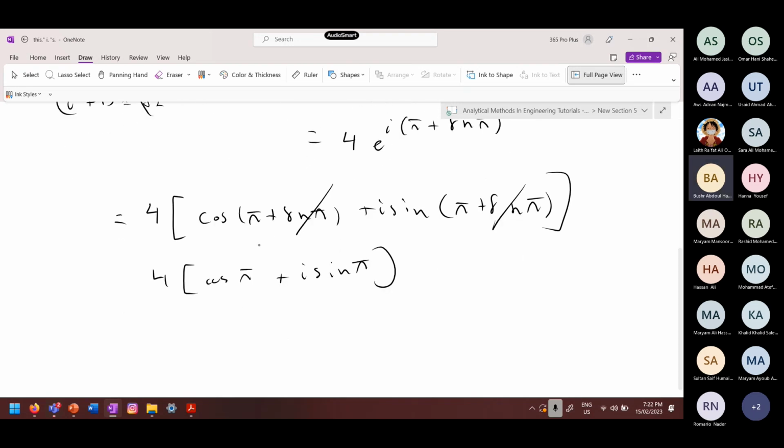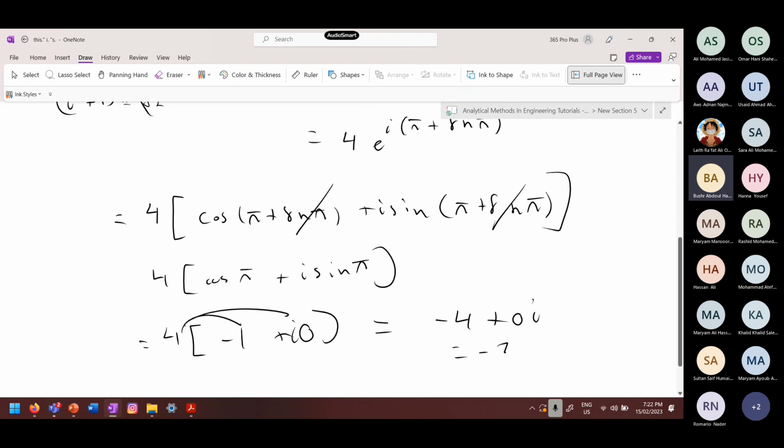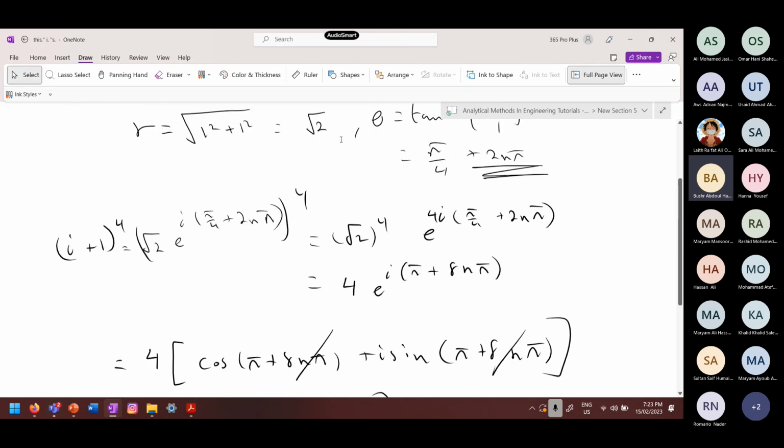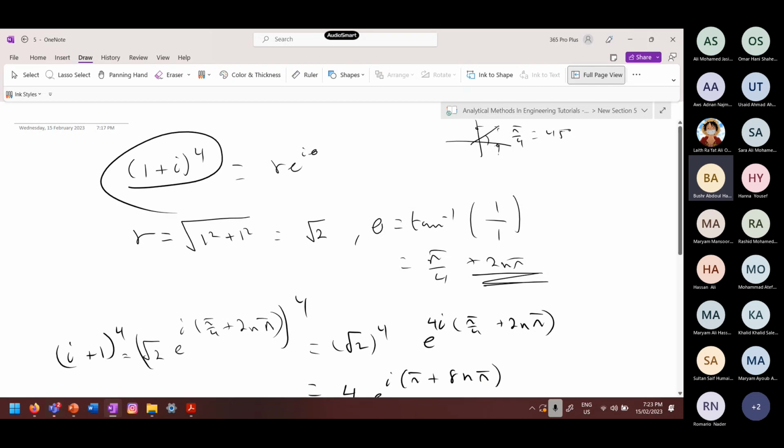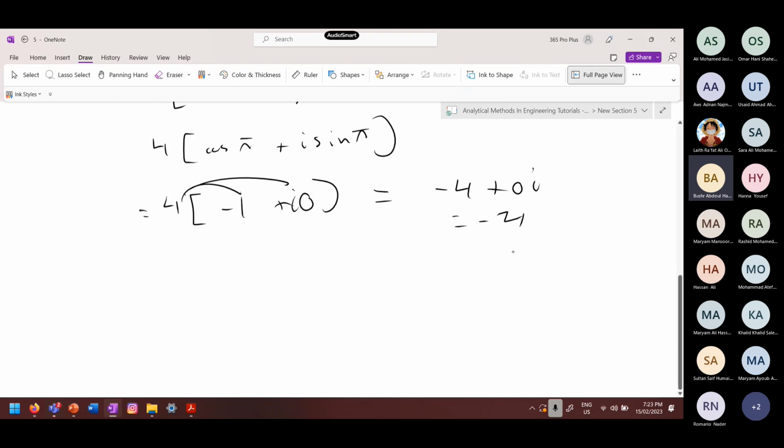Cosine pi is equal to what? -1. And i sine pi is equal to what? 0. So just bring the 4 inside. You'll get -4 plus 0i, or just -4. So this whole term can be evaluated using this method, which is equal to -4.